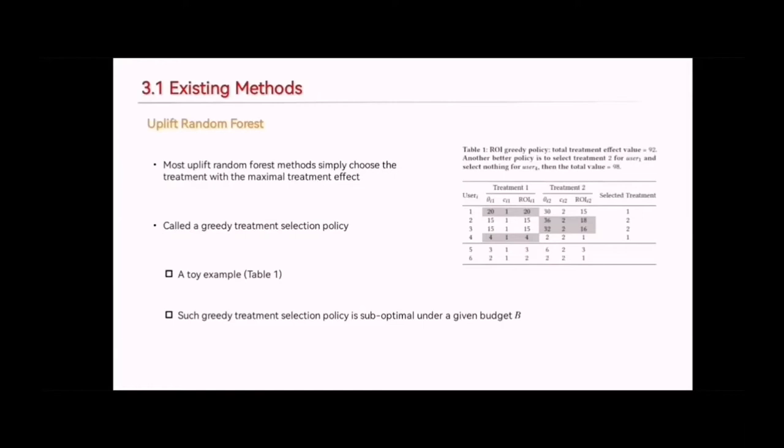In the following, by a toy example, we show that such a greedy treatment selection policy is suboptimal under a given budget B. If we select treatment 2 for user 1, select no treatment for user 4 and select the same for others as before, then the budget is still 6, but the total value increases to 98.